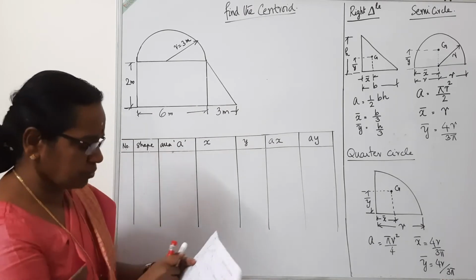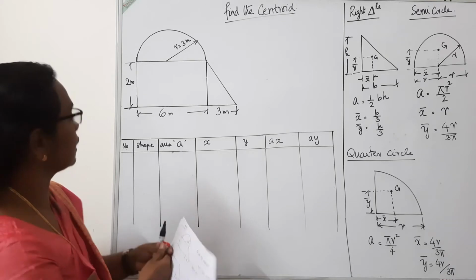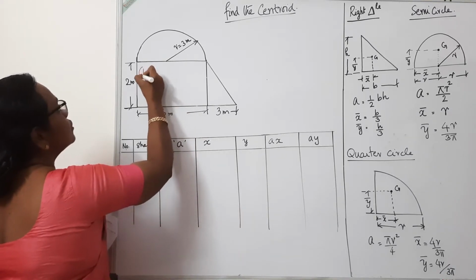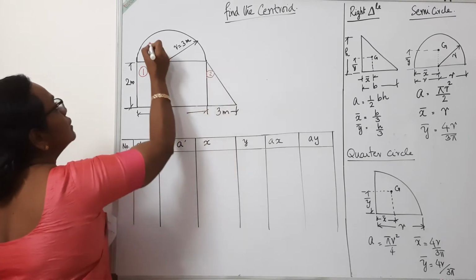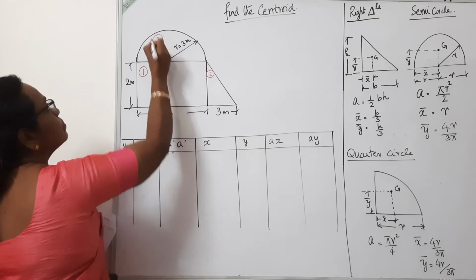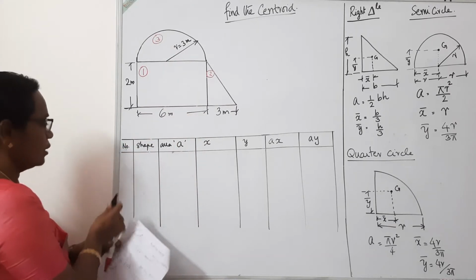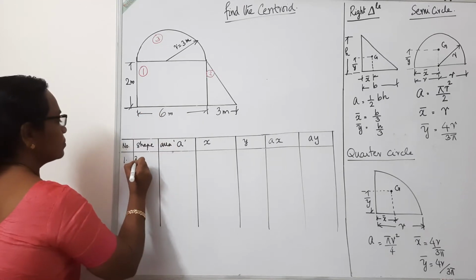We have to decide which one is going to be first, which is second, and which is third. So I will take this as the first area. This is area 1. I will take this triangle as area 2 and the semicircle as area 3. Okay. So as such I can write here, the first area is a rectangle.